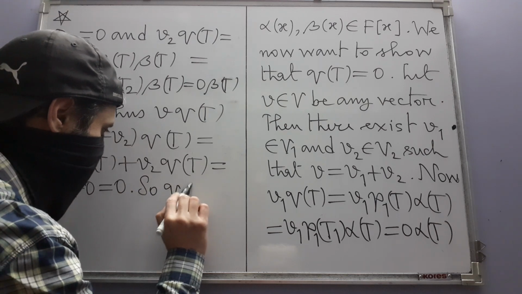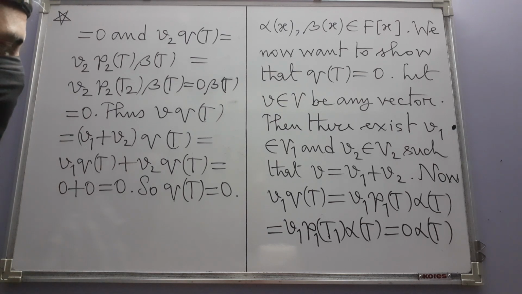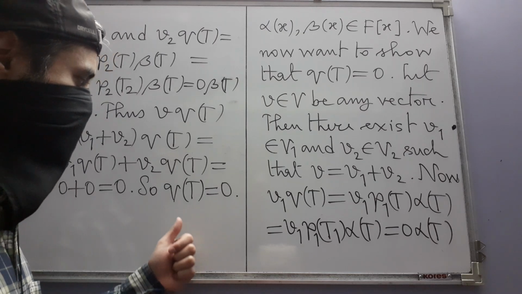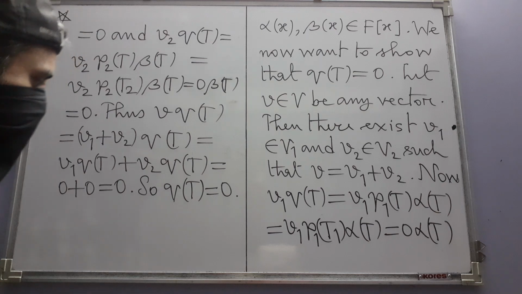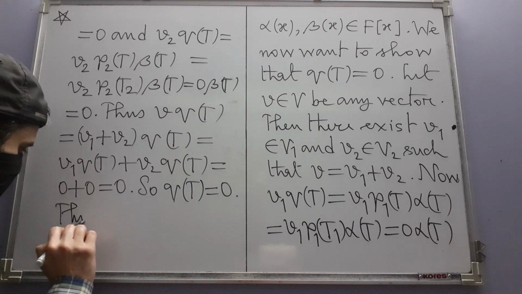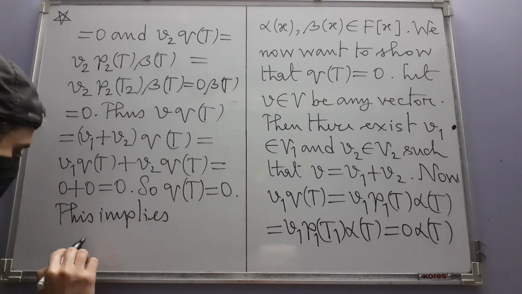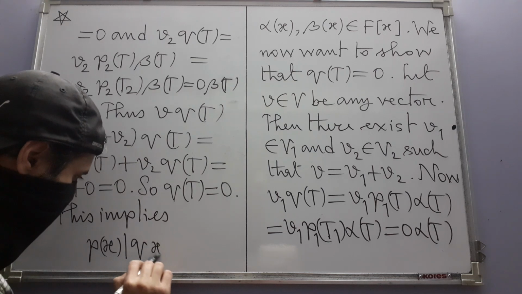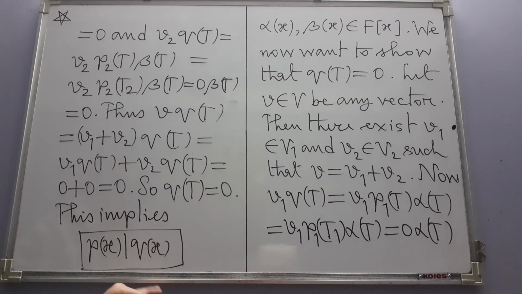So Q of T is the 0 operator on V. That means Q becomes an annihilating polynomial for T. However, that implies that the minimal polynomial for T will have to divide Q. This implies, but the minimal polynomial for T is P of x. So this is the other divisibility relation. The other one we already saw before, that Q of x divides P of x.